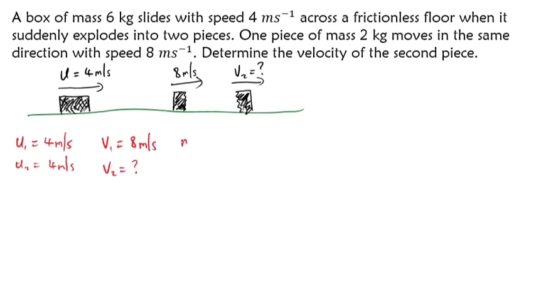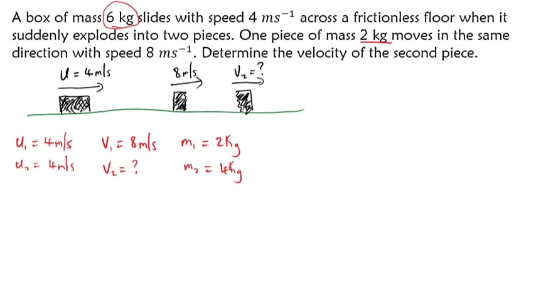And M1 is 8 kg, while M2 is, no, it's not 8 kg. It was given as 2 kg. 8 is the speed, so this is 2. M2 is the difference from the total 6. So 6 minus 2 will be 4 kg.